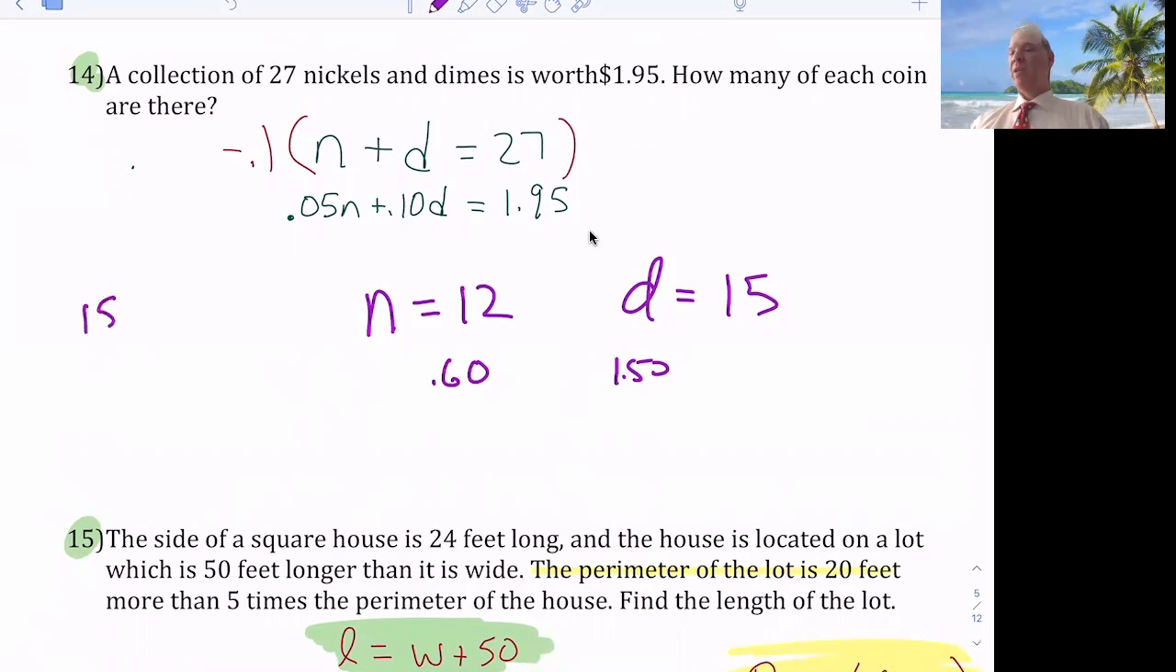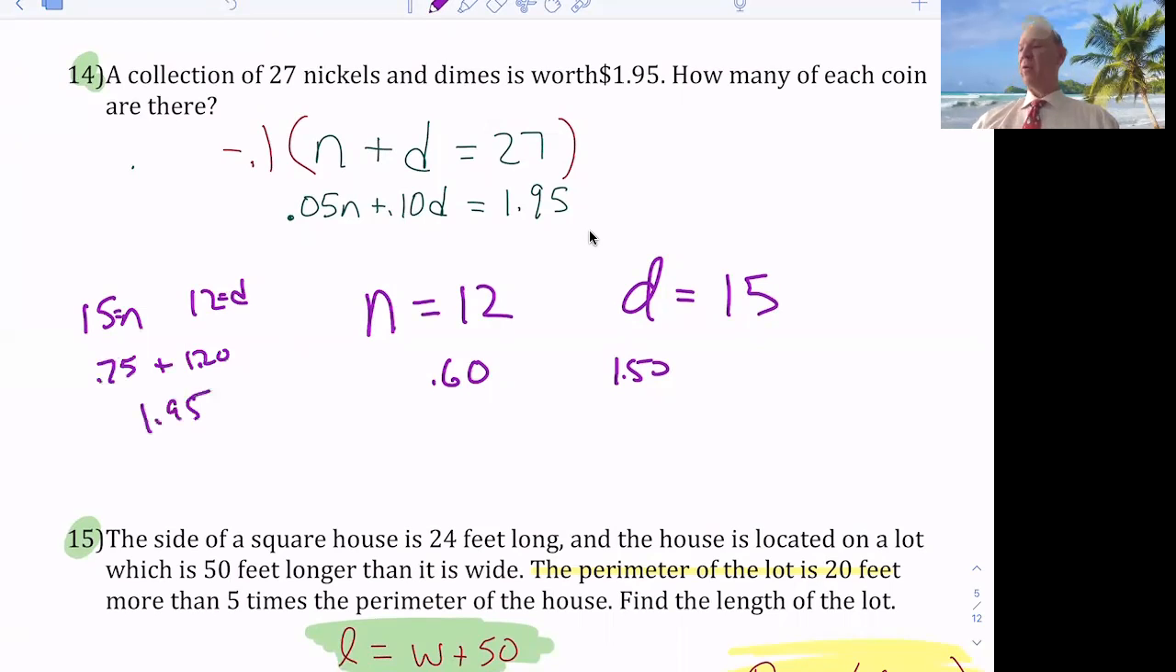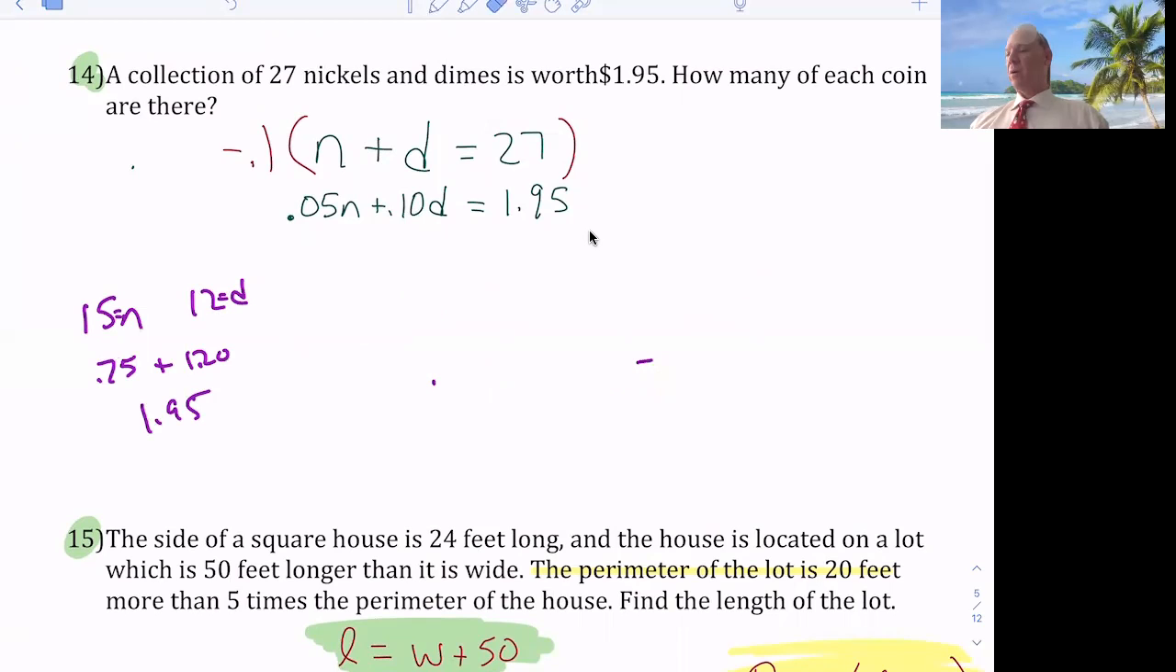Let's do 15 nickels and 12 dimes. So if we have 15 nickels, that'd be 75 cents, and 12 dimes would be $1.20, which would be $1.95. So that is correct. 15 nickels and 12 dimes.